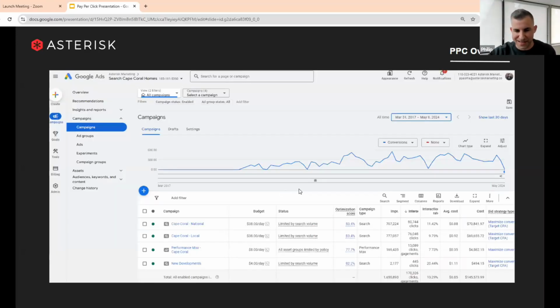And again, this is getting into the specifics. This is what the back end of a Google Ads campaign actually looks like, for those who are interested. I know it's overwhelming. There's a lot of data.